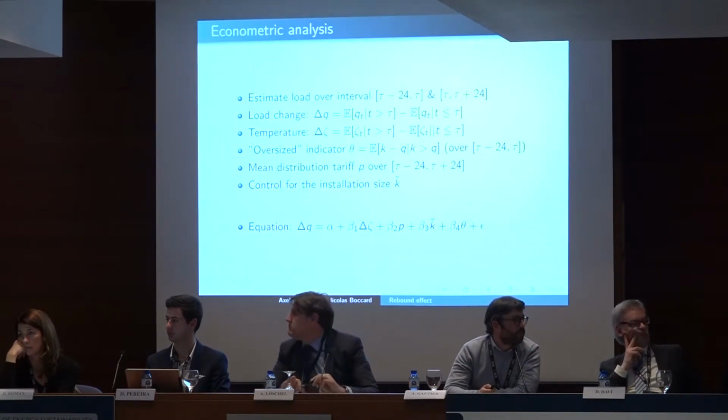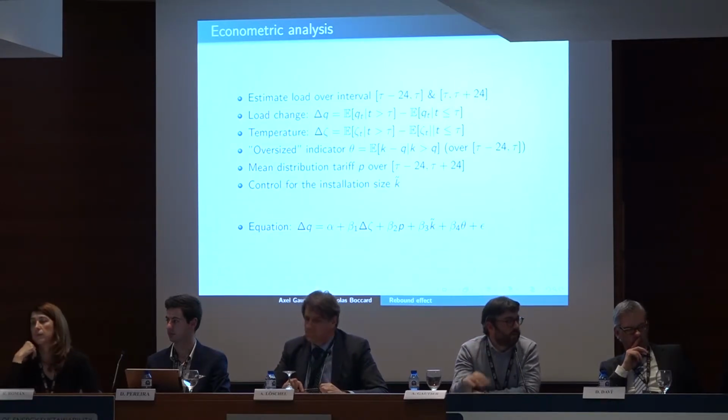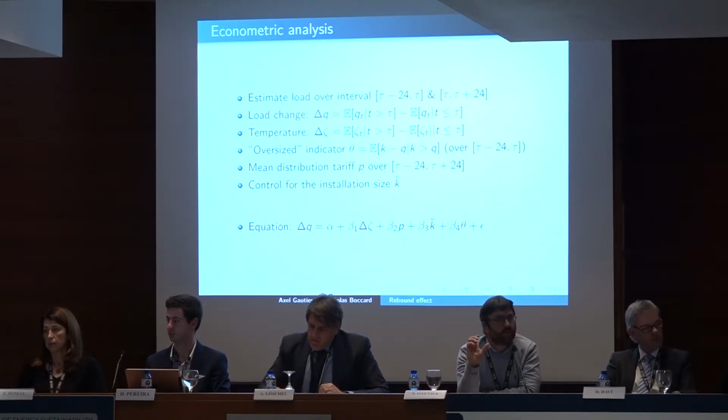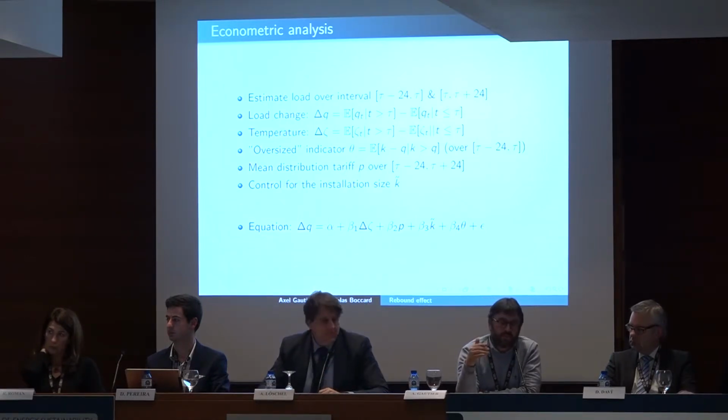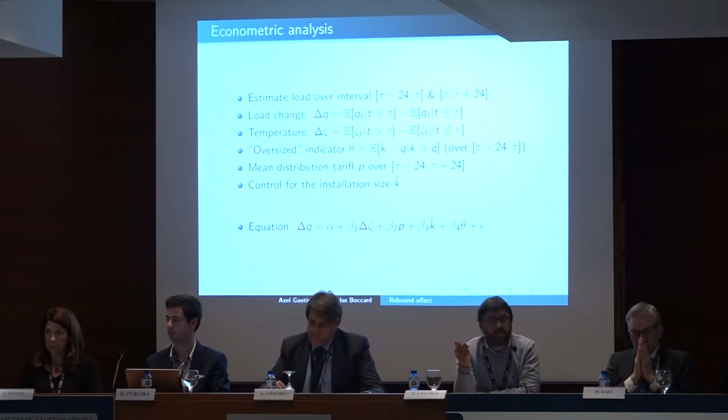So next we do some econometric analysis where our dependent variable is the load change, so the variation delta Q in consumption. We explain variation in consumption by variation in temperature, which could be a driver of electricity consumption. And then we construct this oversized indicator, which measures, conditional on being in the oversized group, the free electricity available, that is the difference between production and past consumption, or how much electricity you have for free.